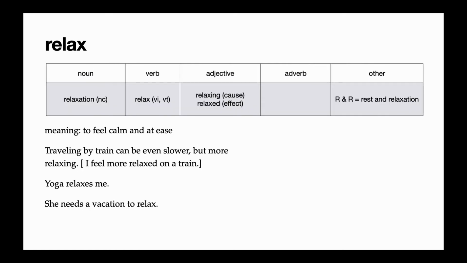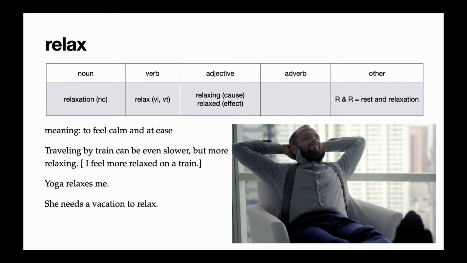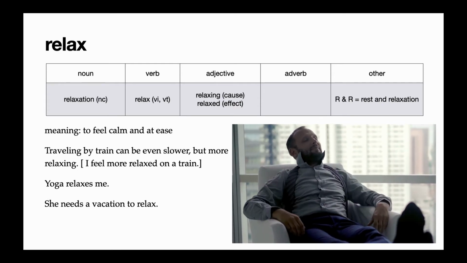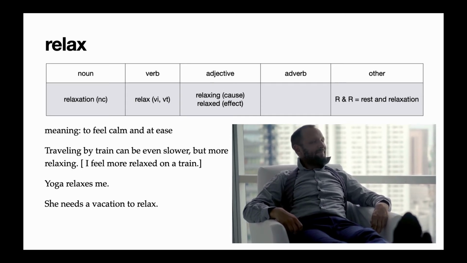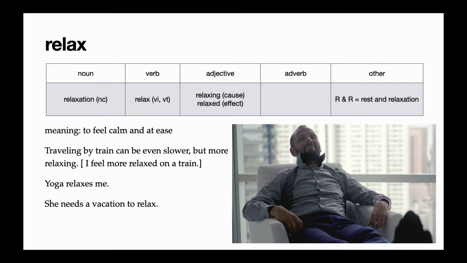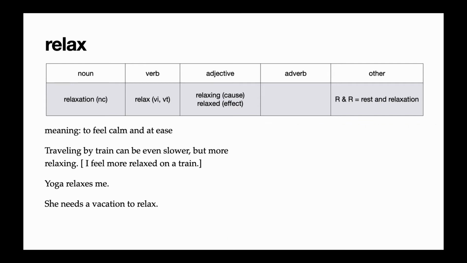Our next word is relax. Relax is a verb that means to feel calm and at ease. So relaxed, the adjective form, would be the opposite of anxious and nervous. If you're anxious and nervous, you do not feel relaxed. So in the reading, I said traveling by train could be even slower, but more relaxing. Here we have the ing form of the adjective. So that's the cause. The train is relaxing, which causes me to feel relaxed.